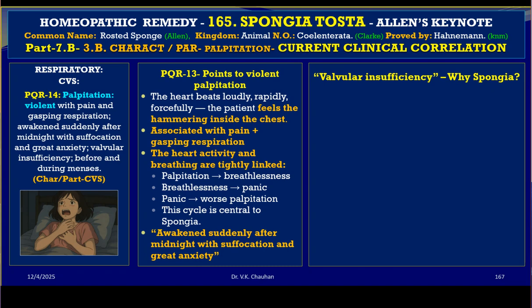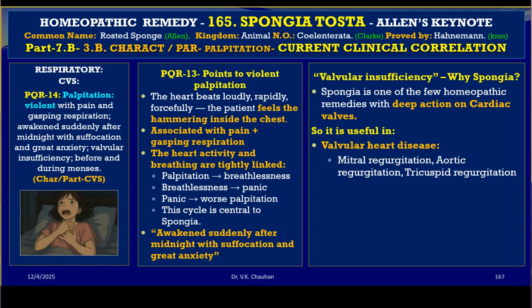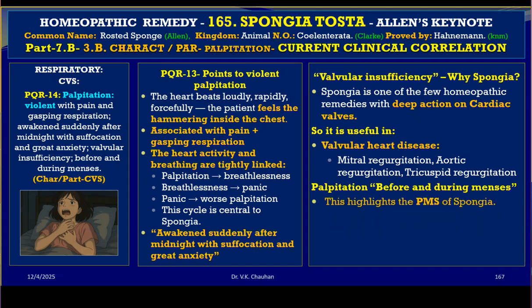Organic cause is very marked here. So Spongia is one of the few homeopathic remedies which has action on the cardiac valves, and so it is useful in valvular heart disease. It may be mitral regurgitation, aortic regurgitation, tricuspid regurgitation, and palpitation before and during menses. Why? Because there is fluid retention in this particular phase which increases the cardiac load, and the cardiac load precipitates failure, so symptoms increase.